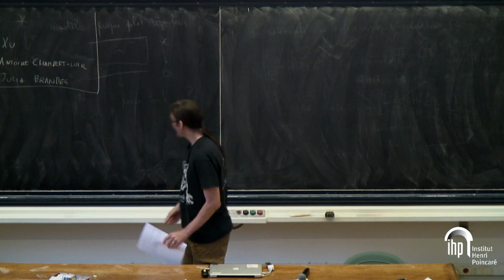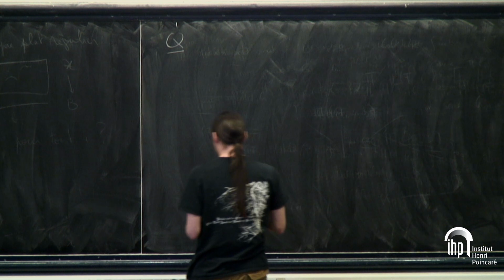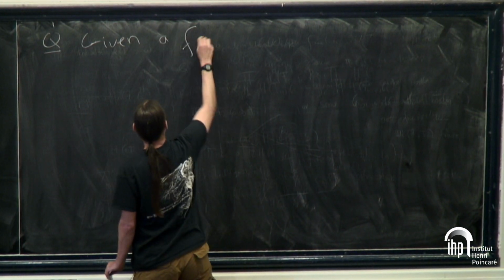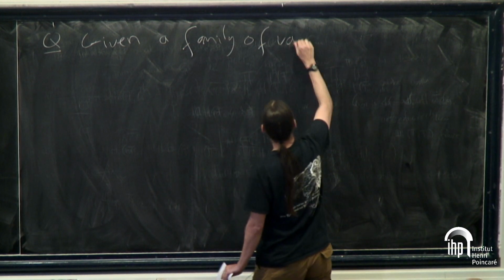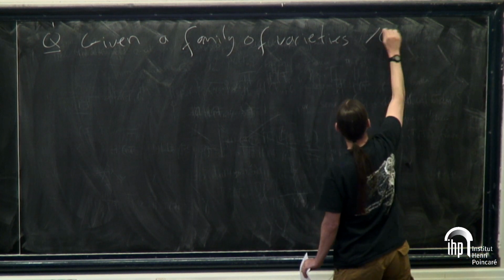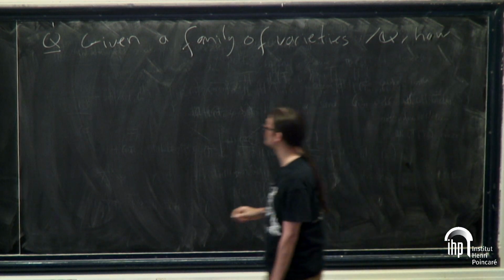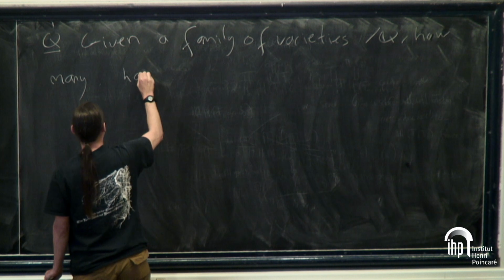So, yeah, the motivating question that I'm interested in this talk is the following. Given a family of varieties over Q, how many have a rational point?